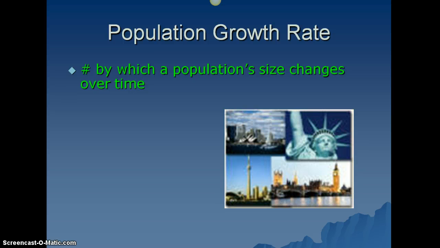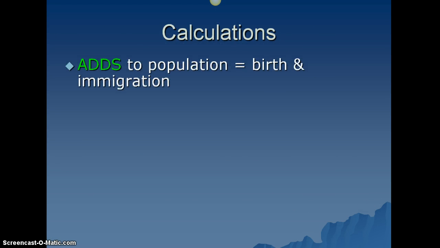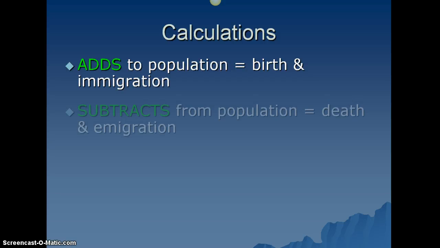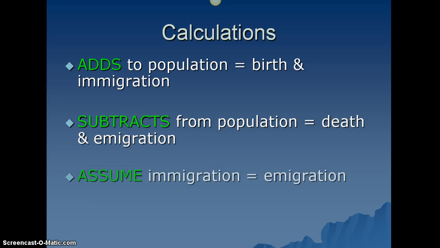So population growth rate is the number that a population size changes over time, and it will depend on birth rate, death rate, emigration, the individuals moving out of the population, and immigration, individuals moving into the population. Now the way we calculate this is we add to a population through birth and immigration, and we subtract from a population by death and emigration rates.